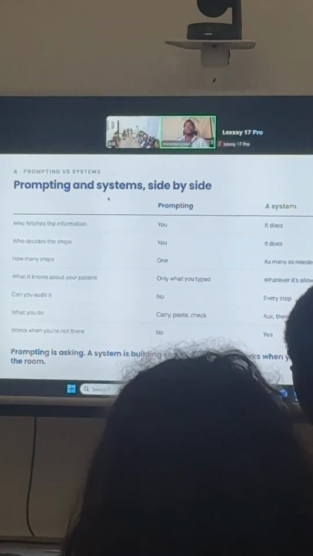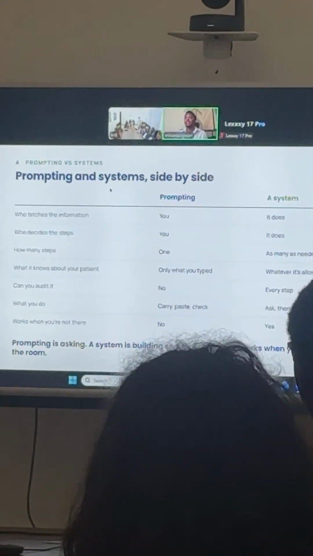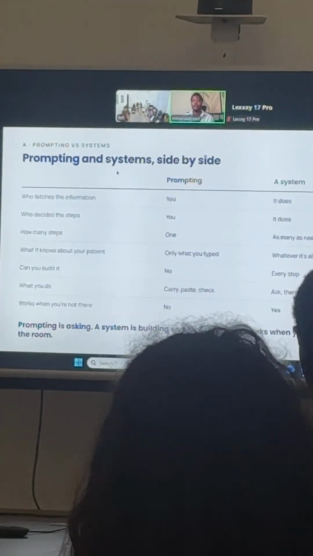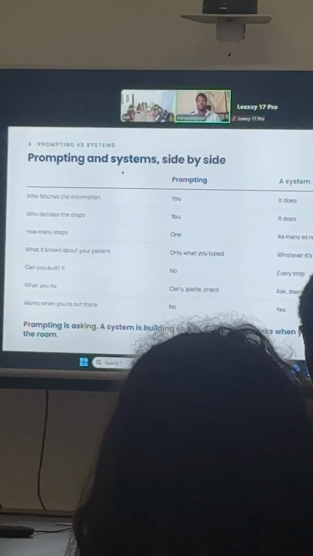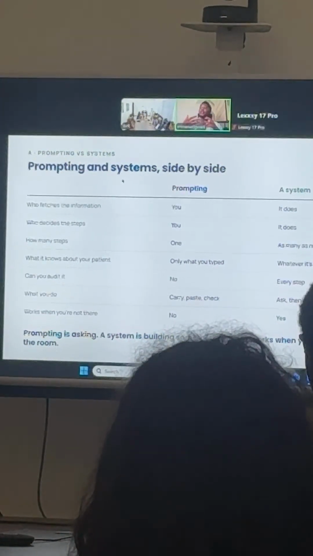So prompting, long story short, is you do everything. And the system is you ask and then it does. It makes things so much easier, much faster, and makes the results, I believe, way more effective.